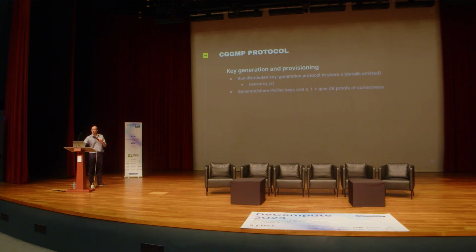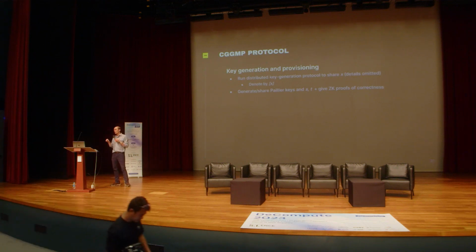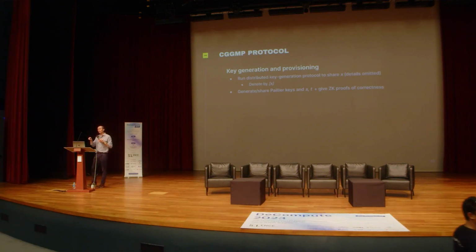But then, and I'll denote this by using the same notation as earlier, this bracket notation to indicate some kind of a secret sharing of the secret. And in addition, the CGG-MP protocol has the servers each generate PIA encryption keys, and then share those keys with each other. And in addition, there are these values S and T that each server is supposed to set up, share with the other servers, and give certain zero-knowledge proofs of correctness about those values.